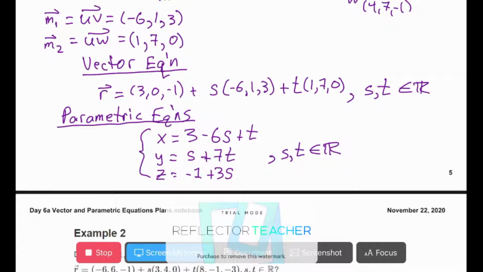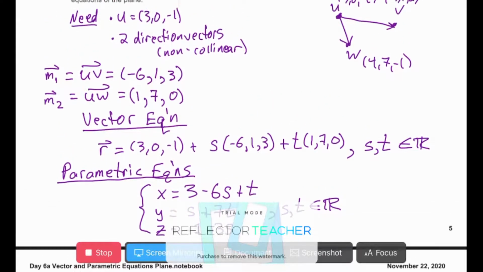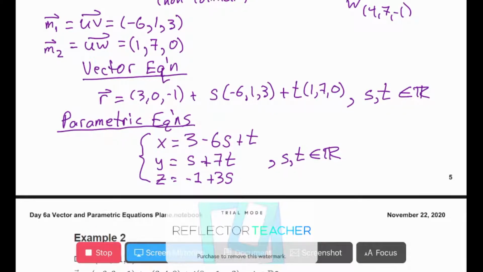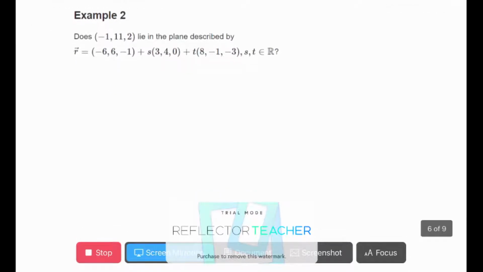All right, excellent. We've just learned how to define a plane in vector form using the vector equation and using parametric equations. It's something new, but it's just a slight step beyond what we've done already in terms of lines, so hopefully it's not too scary for you. All right, let's take a look at example 2.